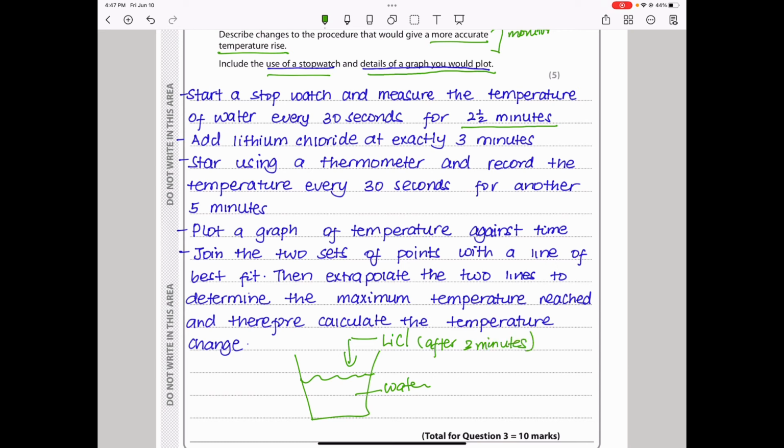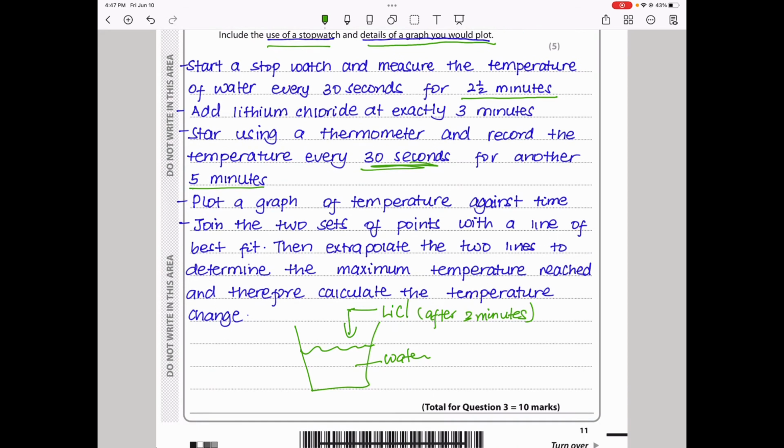And when we add the lithium chloride, we have to use our thermometer to measure the temperature change, because as this lithium chloride dissolves in the water, heat is going to be generated. The generation of heat is going to lead to an increase in temperature, so we can record the temperature every 30 seconds for another 5 minutes, so we will have our results in a table, and then we will plot a graph of temperature against time.